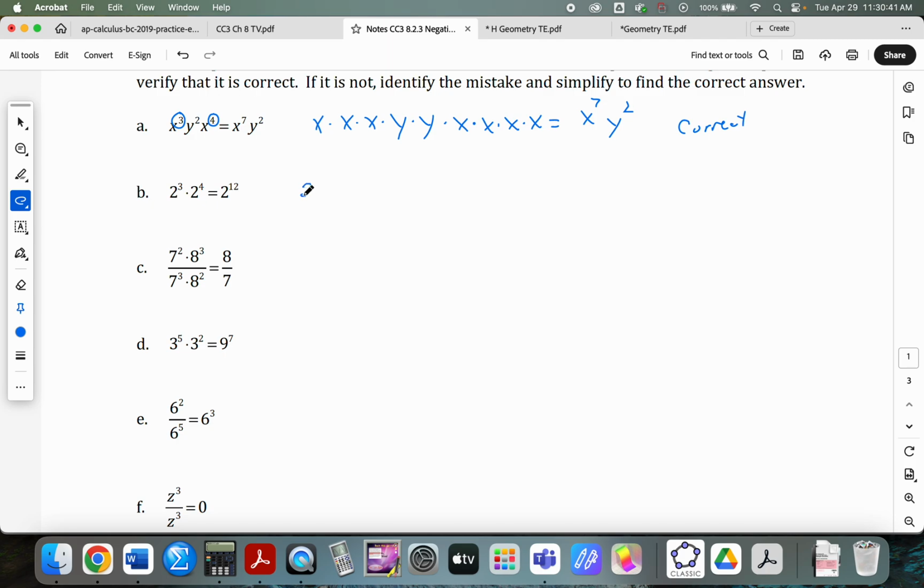For this one, we have 2 times 2 times 2 times 2 times 2 times 2 times 2. What should that be? 2 to the 7th. It should be 2 to the 7th. So this one was incorrect.